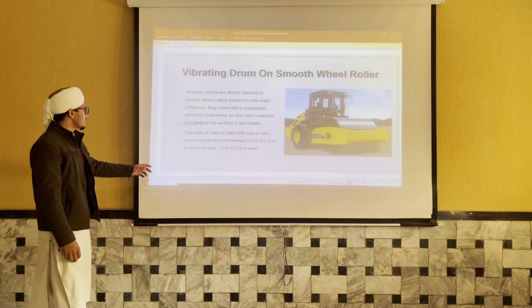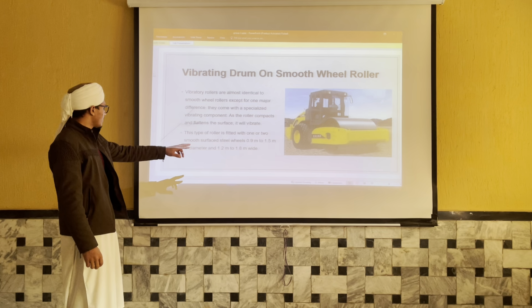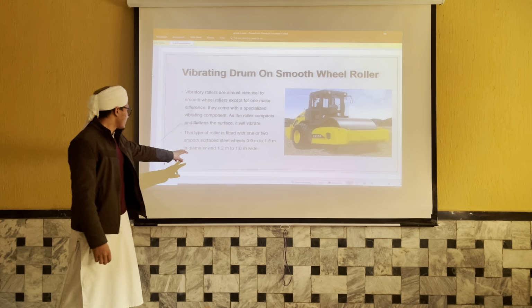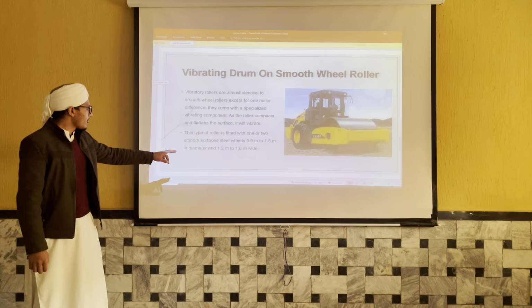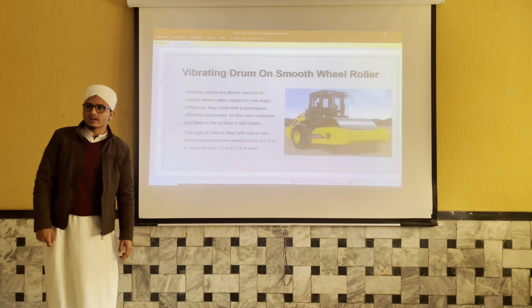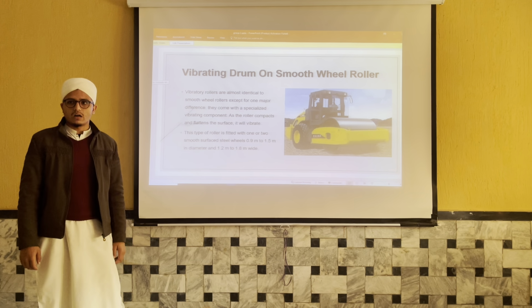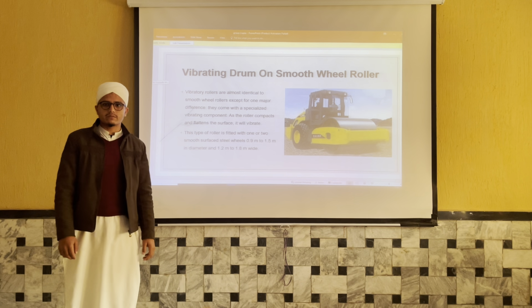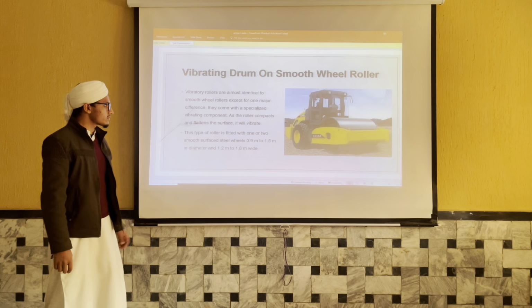And it is a feature of the vibrating drums. This type of roller is fitted with one or two smooth-surface steel wheels, whose dimensions are also given and mentioned here. Wide is width, also in meters. As we discussed earlier in the presentation, almost all rollers usually have two drums, and they can also have three drums, which was mentioned in the previous slides.